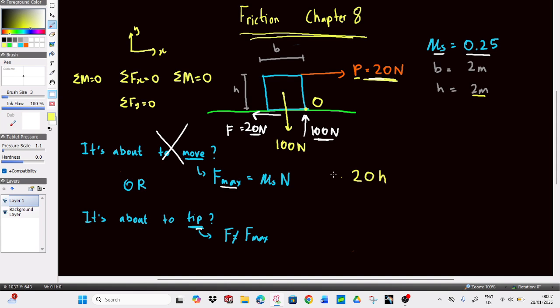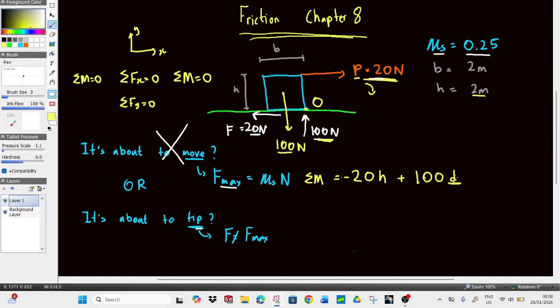So 20h, right? The summation of moment. And since it's going clockwise, I'm going to put negative, right? Also we have to be aware that this 100 Newton is also creating a moment as well, right? A couple moment. So 100 times, we call this D.